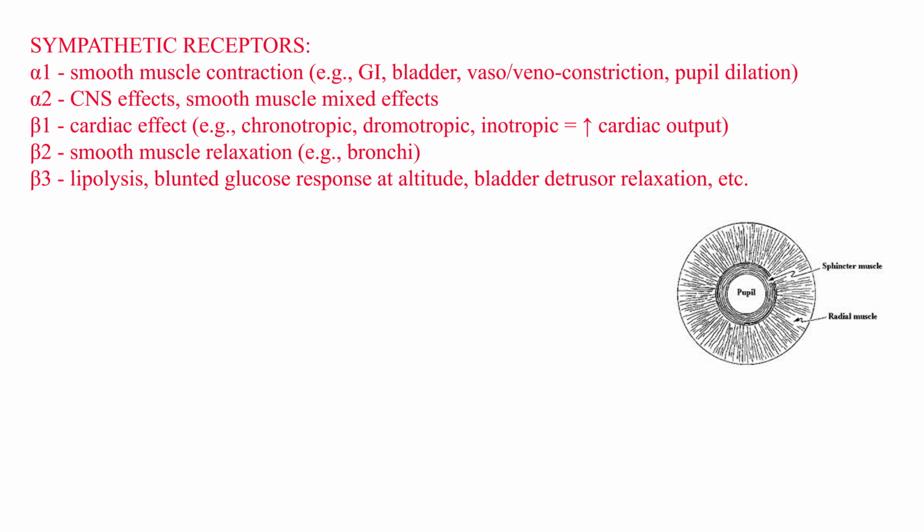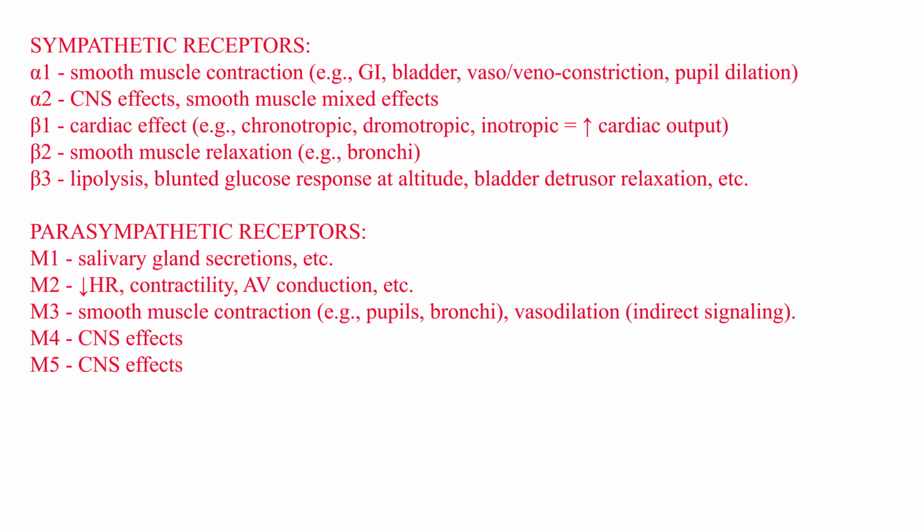Now on to the parasympathetic receptors. The muscarinic 1 receptor is primarily involved in salivary gland secretions. The M2 receptor, that's the cardiac effector, so decreased heart rate, decreased contractility, decreased AV conduction. This is kind of the opposite, not exactly, but somewhat the opposite of the beta-1 receptor.